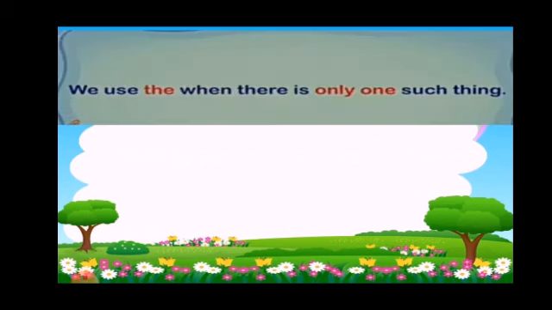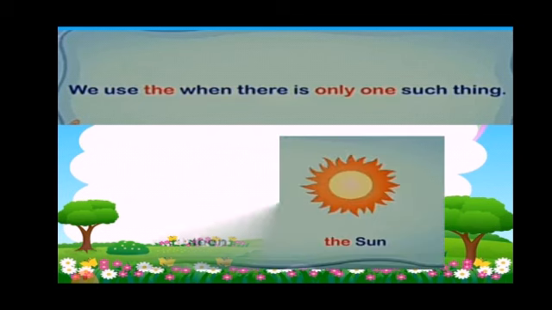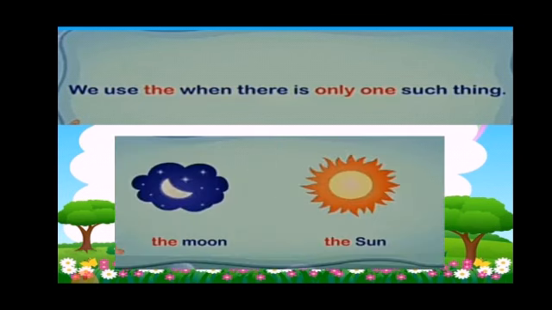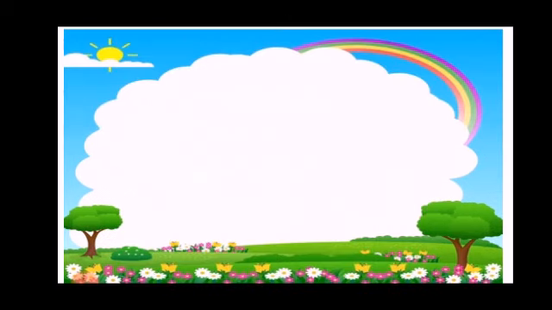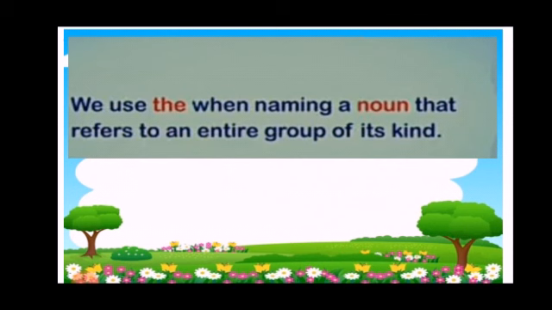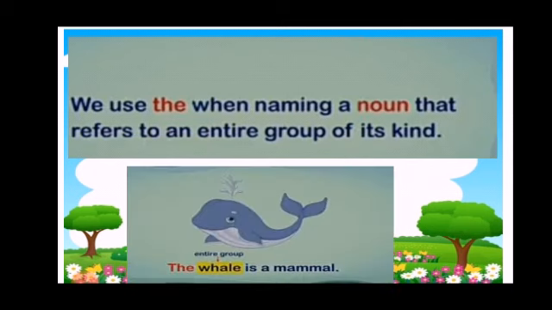We use the article when there is only one such thing. For example, the moon and the sun. So students, moon and sun are only one such thing in the world. So the moon, the sun. We use article the when a naming word, that means a noun, refers to an entire group of its kind. For example, the whale is a mammal. Here whale shows the entire group.